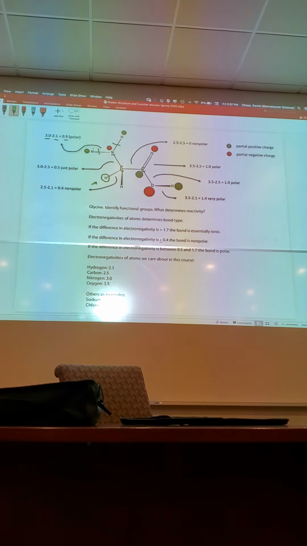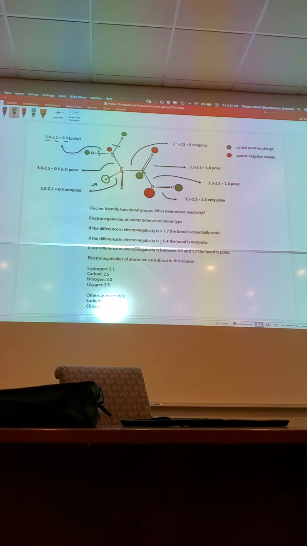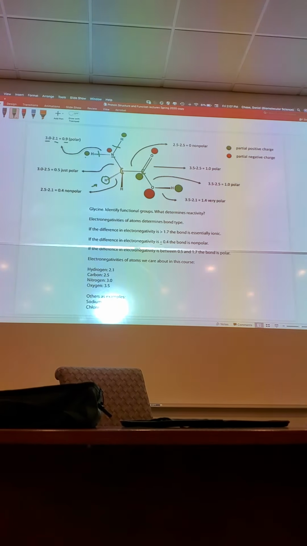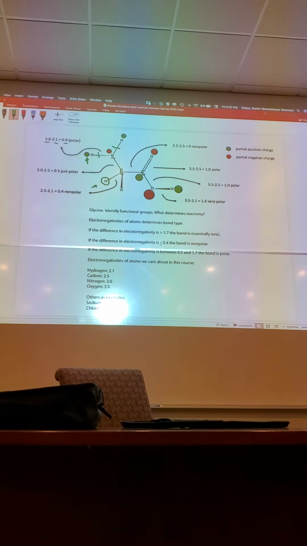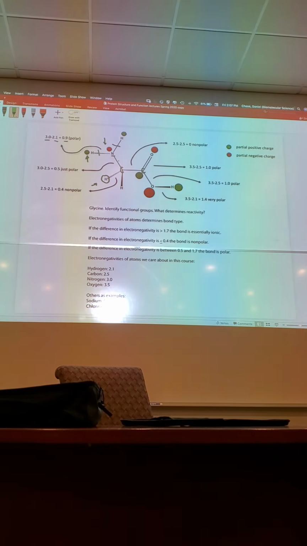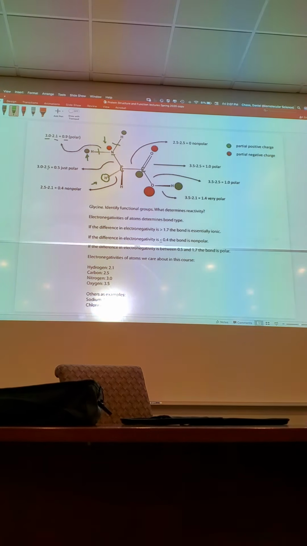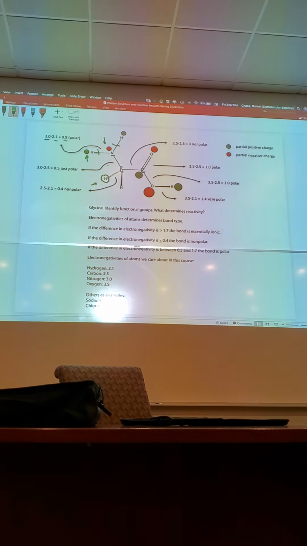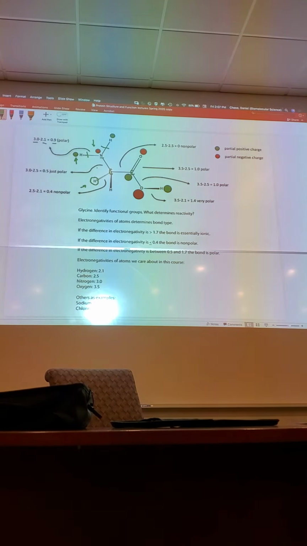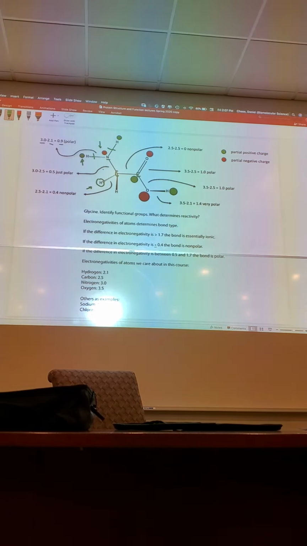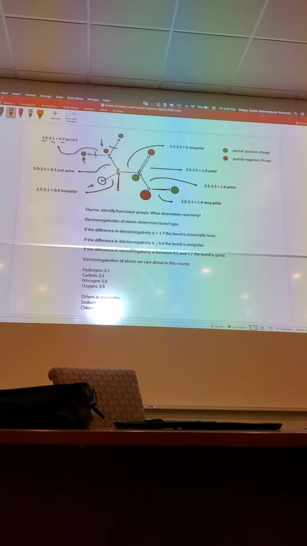Okay? So these nitrogen-hydrogen bonds are in fact polar, and that gives them a partial charge. And I've indicated partial positive charge with a green circle and partial negative charge with a red circle in this case. The carbon-nitrogen bond, well, nitrogen is 3 and carbon is 2.5, so that difference is 0.5. And that's so weakly polar, that's essentially nonpolar. Okay, it's 0.5. We said nonpolar was 0.4 or less. So, yeah, okay, it's polar, but it's a weakly polar bond.